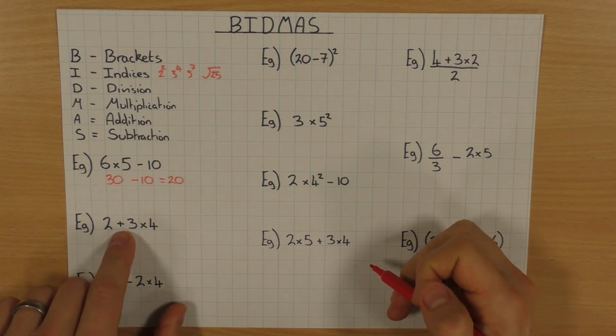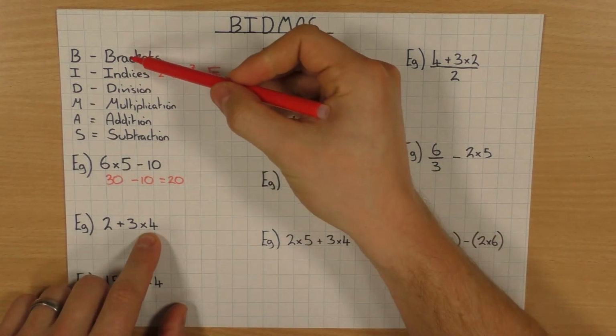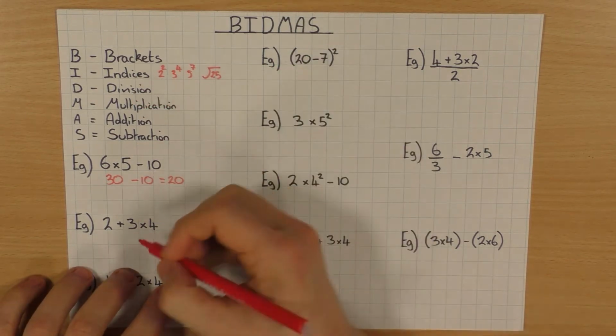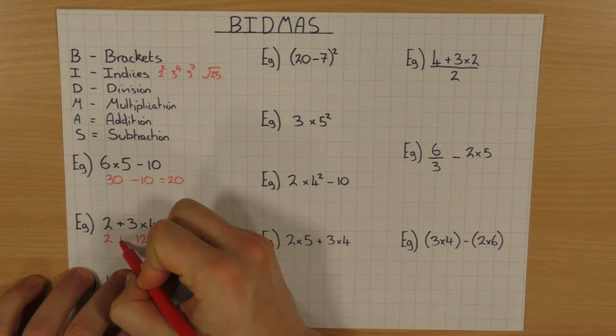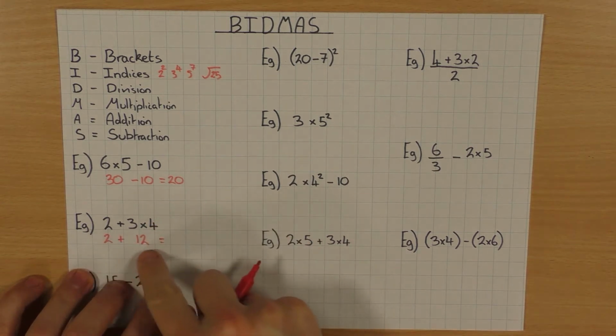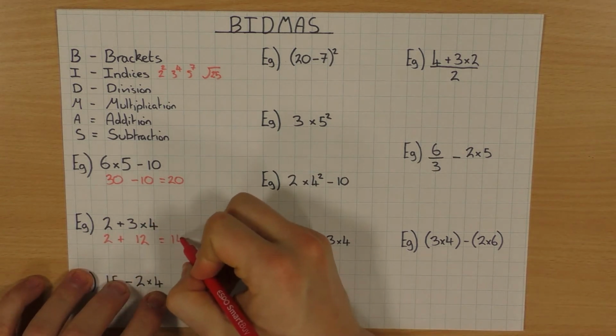Next one, I have an addition and a multiplication. So again, multiplication comes first, so I need to do that first. 3 times 4 is 12. Then I bring the rest of it down and just finish it off with an addition to get 14.